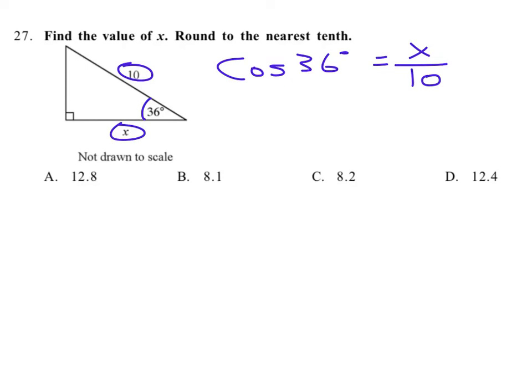We can just say the number we're looking for is not on the bottom, it's on the top. So all we have to do is multiply both sides by what is on the bottom, and that will cancel out. And you will get x is equal to 10 times the cosine of 36. Do it on your calculator, 10 times cosine 36. And you get 8.09, or roughly 8.1. All right, we're flying through these. Let's do another one.